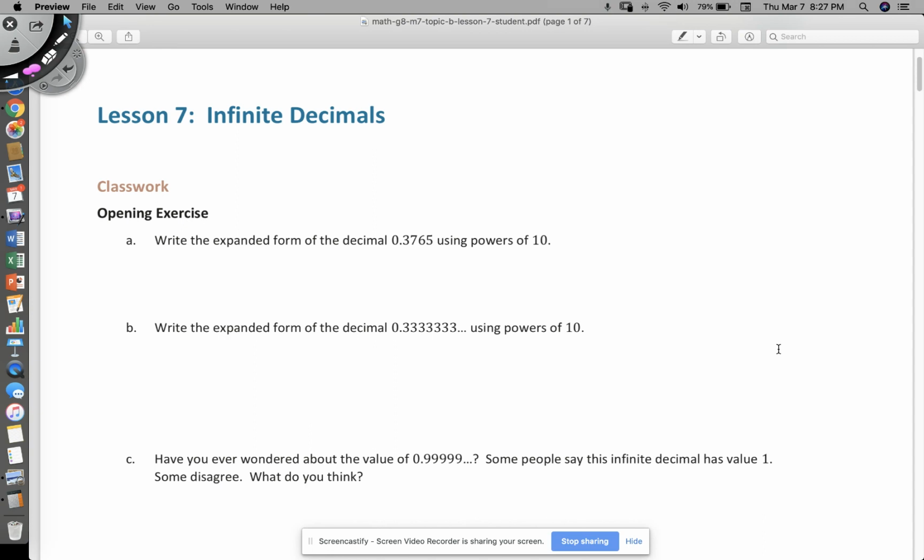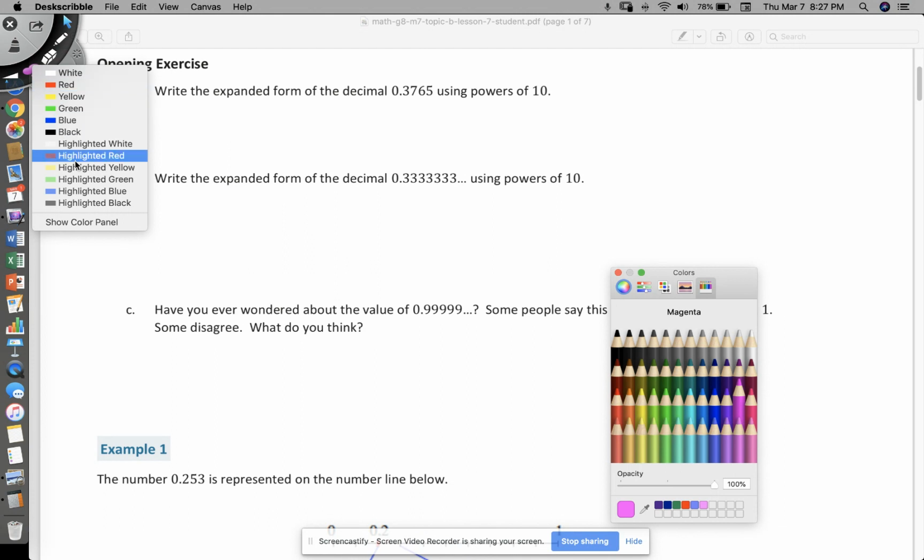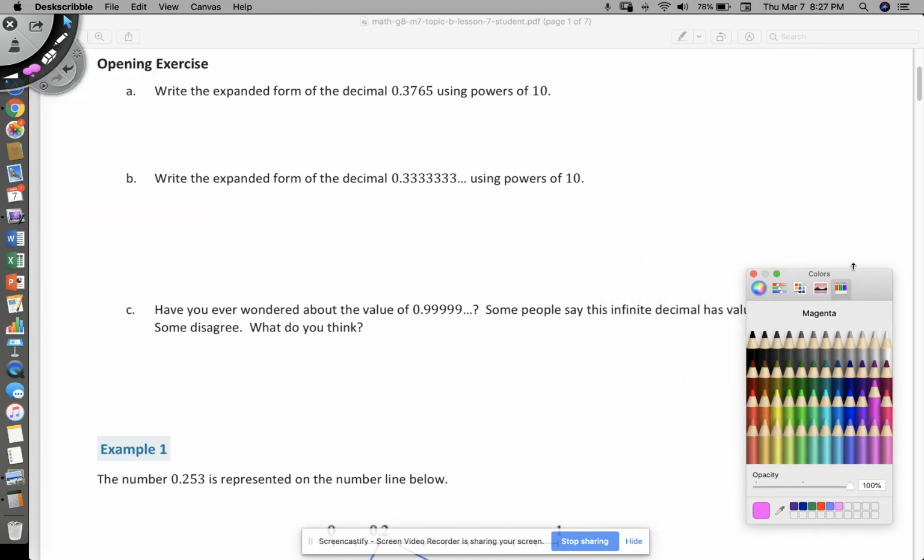This is 8th grade, lesson 7 for module 7. And now we're going to continue working with those infinite decimals. So let's go ahead and start with this opening exercise. Expanded form is exactly how it sounds: we're going to put something expanded, which means we're going to stretch it out. Okay, so we have this decimal here, 0.3765, and we're going to use powers of 10 for that.